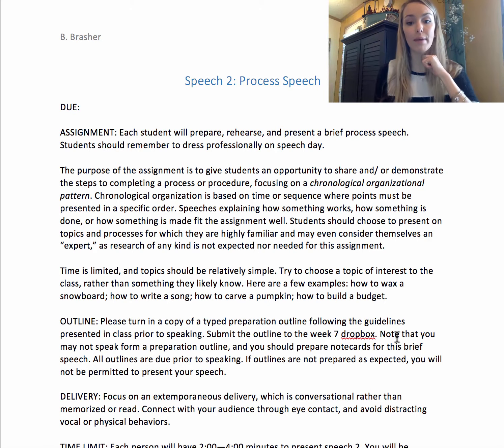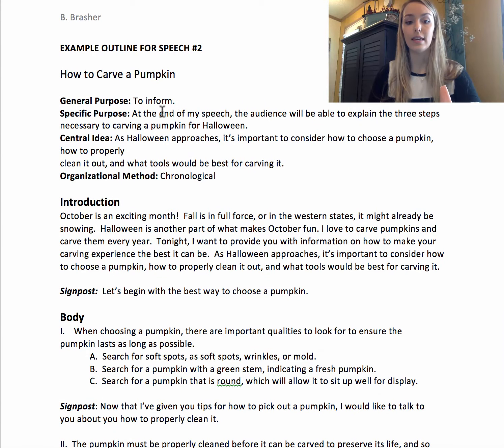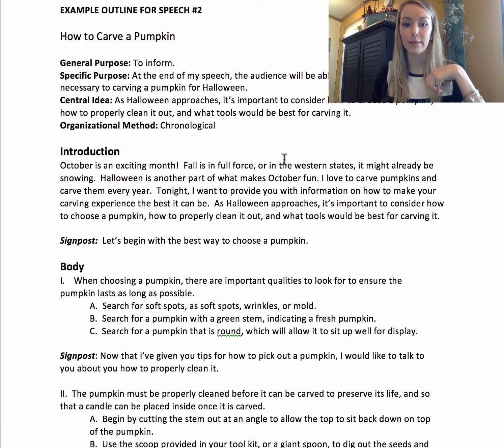So please turn in a copy of a typed preparation outline following the guidelines presented in class prior to speaking. Here we go. These are what we need to follow. We need to have complete declarative sentences. We need to have this central idea included in our introduction here. We need to have the organizational pattern. We need to have a good measurable verb here in the specific purpose. We need to have some signposting. Remember, this signpost both reviews this point and previews this point. That's that transitional signpost, right?